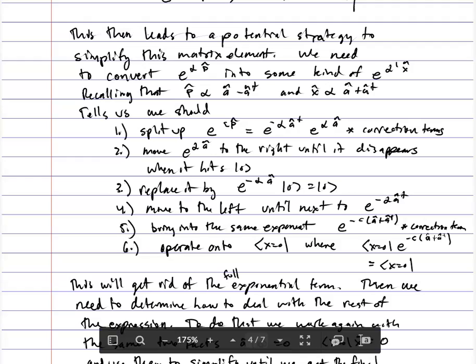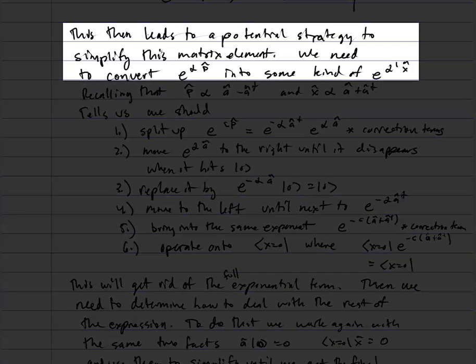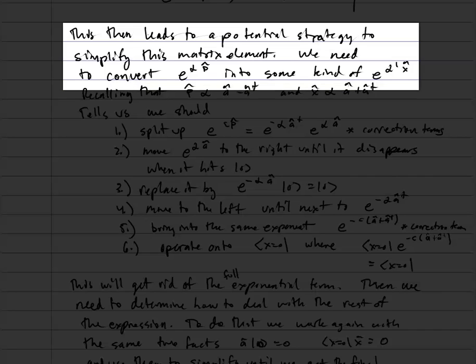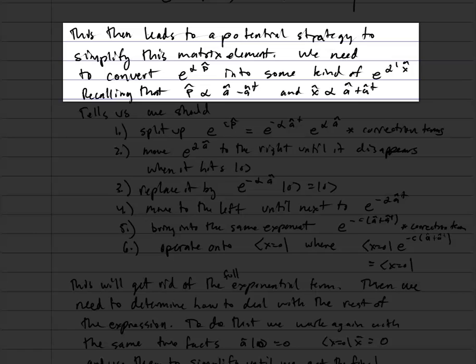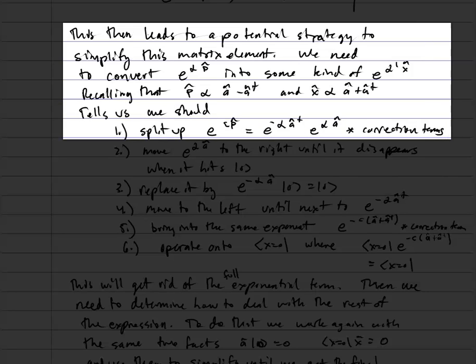All right, so now this leads to a potential strategy to simplify the matrix element. We have to convert the e to the alpha p hat into some kind of e to the alpha prime x hat, because then e to the alpha prime x hat, when it acts to the left on the state x equals 0, goes away. It gets replaced by 1. Now, if we recall that p hat is proportional to a minus a dagger, and x hat is proportional to a plus a dagger, that tells us that we should do the following thing.